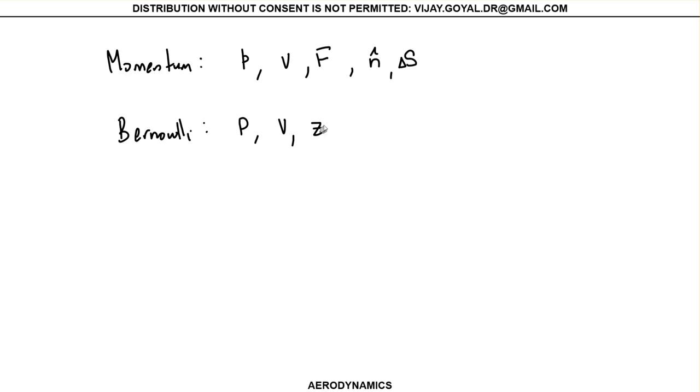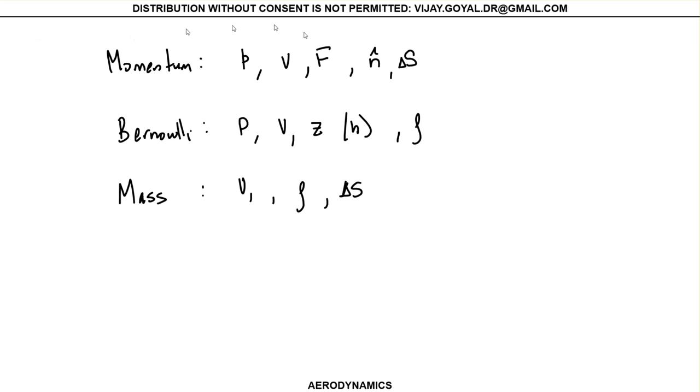This is your height, H. And then your conservation of mass uses your velocity, uses density. This also uses density and uses delta S. So if you look at the problem, to use the momentum, I need to have all these quantities. For Bernoulli, I need to have all these quantities. So let's see what I have and what I don't have.